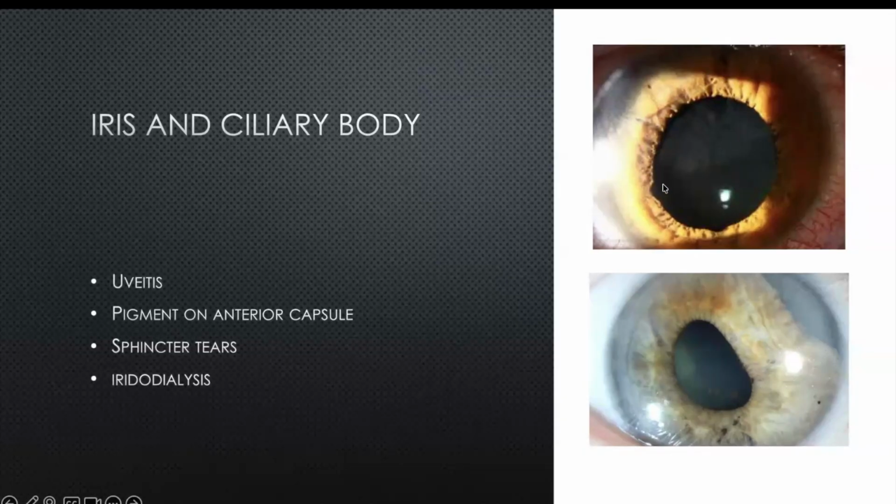You can get sphincter tears, which you can see in this image above, where you can get some trauma to the actual sphincter of the pupil, and that can give you a traumatic mydriasis, which can be temporary, but sometimes these patients are left permanently dilated, and then you can get these small little bites out of the sphincter as a result of blunt trauma. And then iridodialysis, where you actually have a complete dislocation of the iris root, and that dialyzes and comes off.